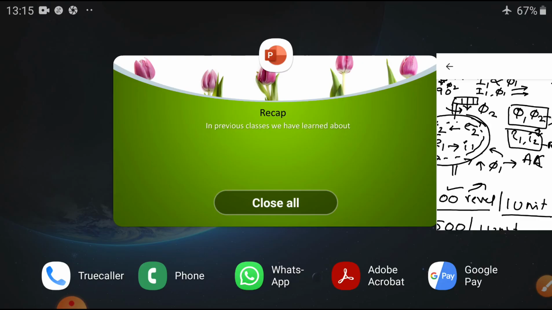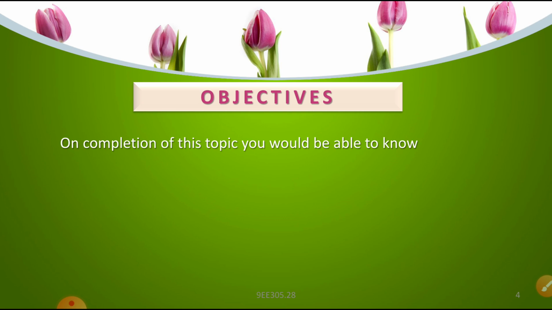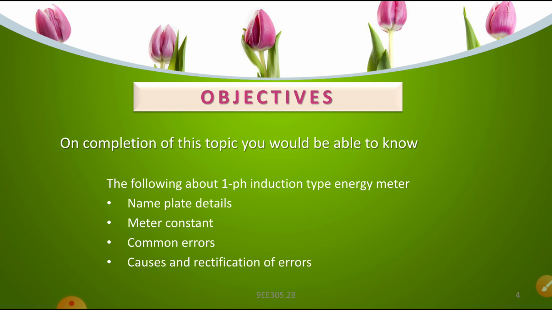Let us see our topic. What are the objectives here? On completion of this topic, you will be able to know the following about the single phase type energy meter. First of all, we can observe the nameplate details. Next, what is the meter constant? Next, what are the common errors, and what are the causes for these common errors? And what measures we have to take to avoid the errors. These are the topics we are going to concentrate on.